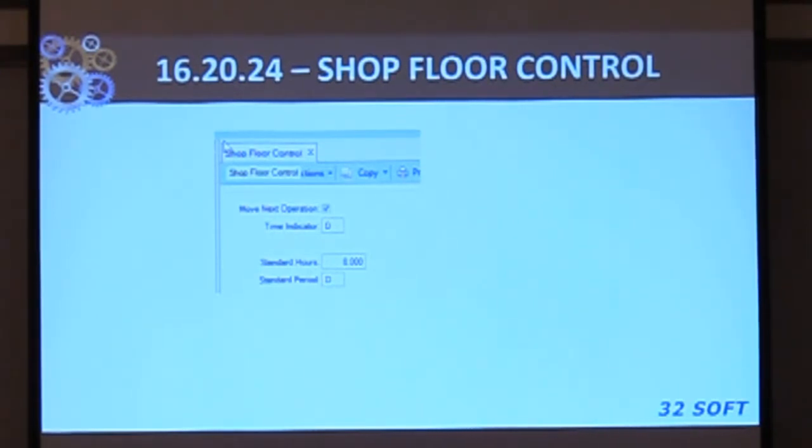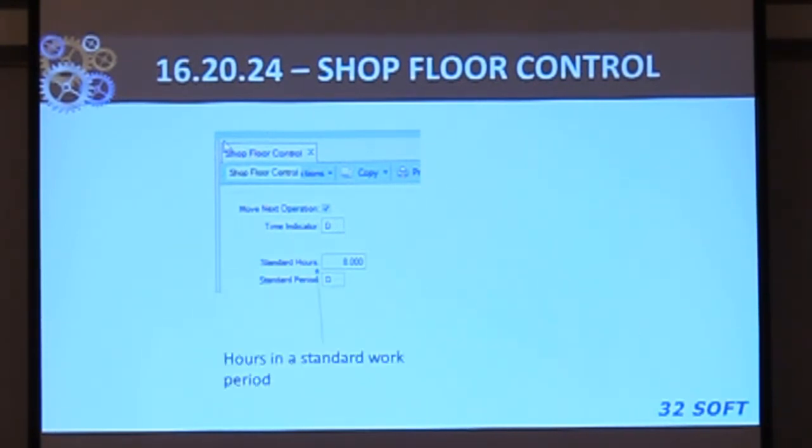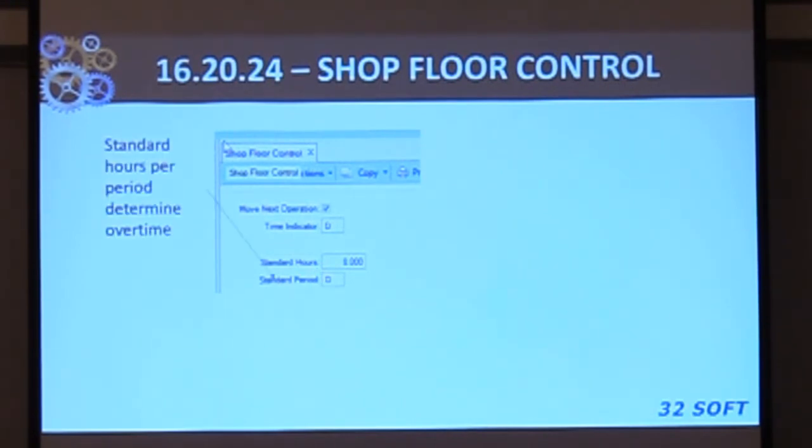Some control files that you need to be aware of: the 16.20.24 shop floor control. You've got the code that tells it whether you want to automatically move the work order to its first operation, and that depends on how you define that. We have opted to make all of our kitting processes operation 50, and so when we release the work order, it automatically moves it to that first operation 50. These are time indicators. What's your standard hours? What are your overtime hours?